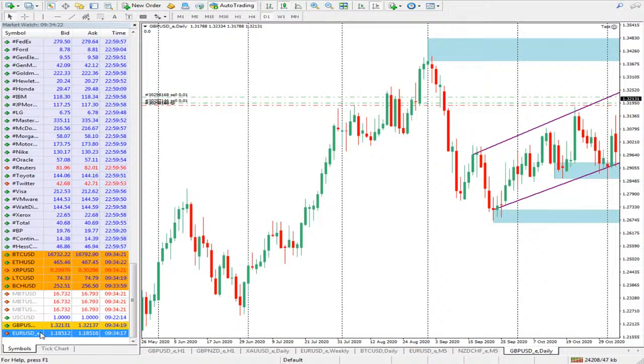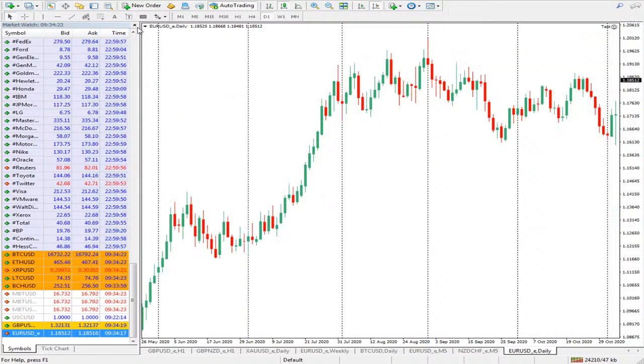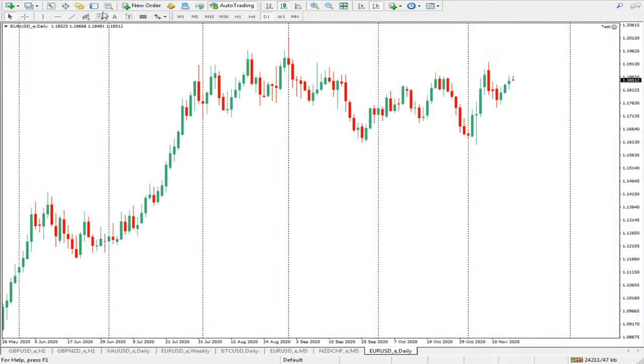That is Euro USD. Euro USD so far, there's a main resistance zone. We have a resistance zone here. That is a very good level.